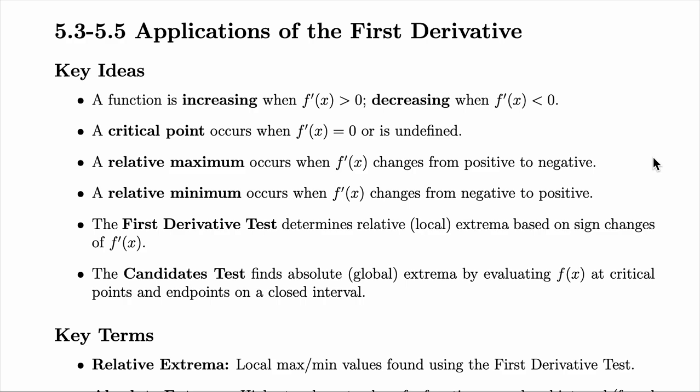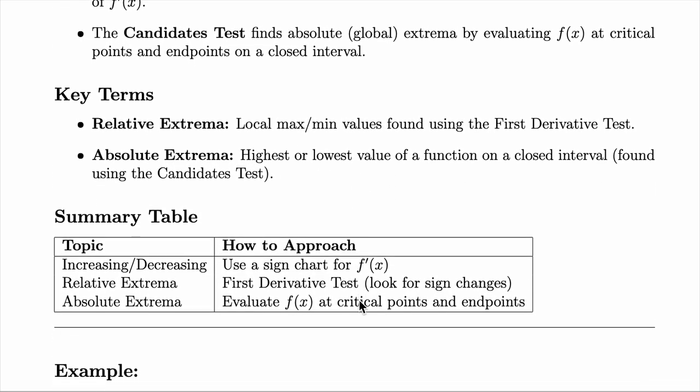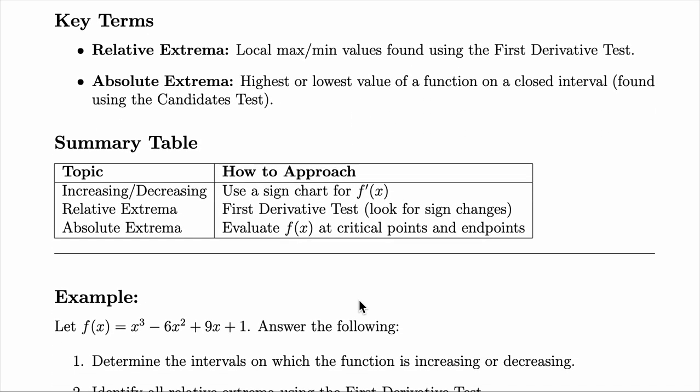Next, you should also be familiar with the candidates test, which basically allows us to find absolute or global extrema. And we do this by looking at f of x at both the critical points and the endpoints on a closed interval. Okay, so we've already talked about these key terms, but feel free to pause and read through that if you would like. And then let's just go over our summary table quickly.